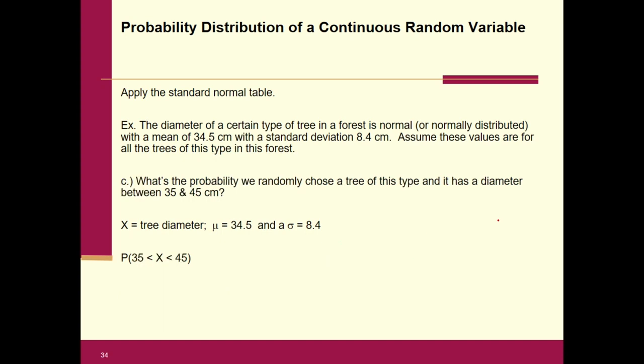Last one. What's the probability we randomly choose a tree of this type and it has a diameter between these two values of 35 and 45? All right. So here, we would write this as 35 less than x less than 45. Okay, so that's what we're looking up. So what do you think we're going to have to do here? What we're going to have to do is the z-score formula twice. We're going to have to change 35 into a z-score. We're going to have to change 45 into a z-score.